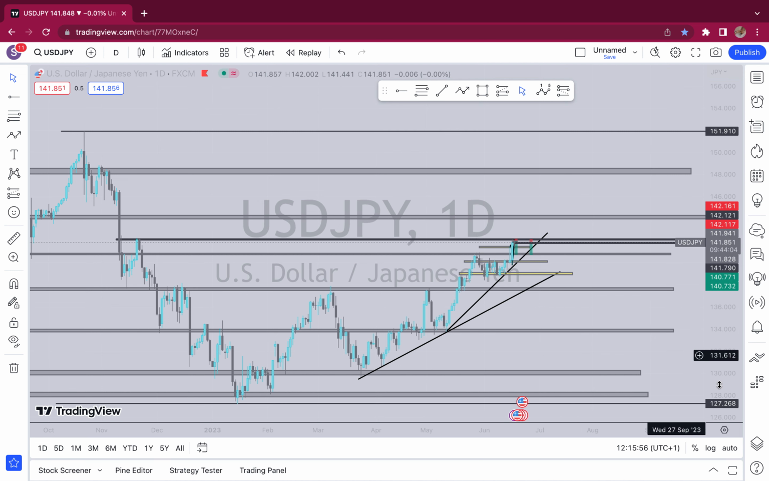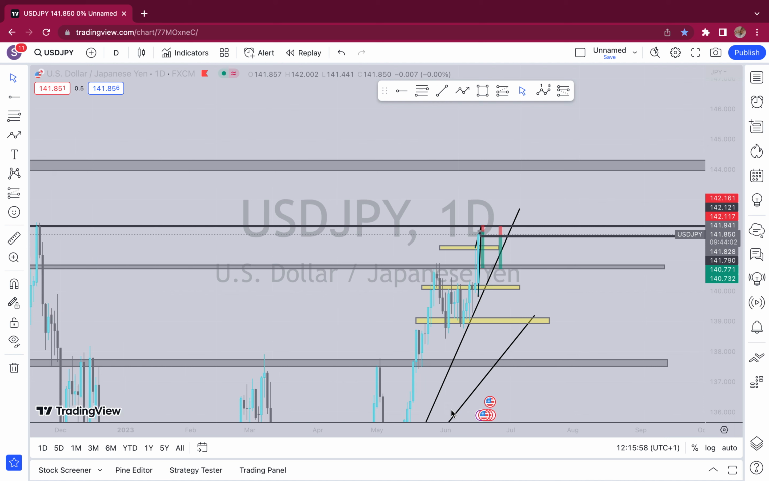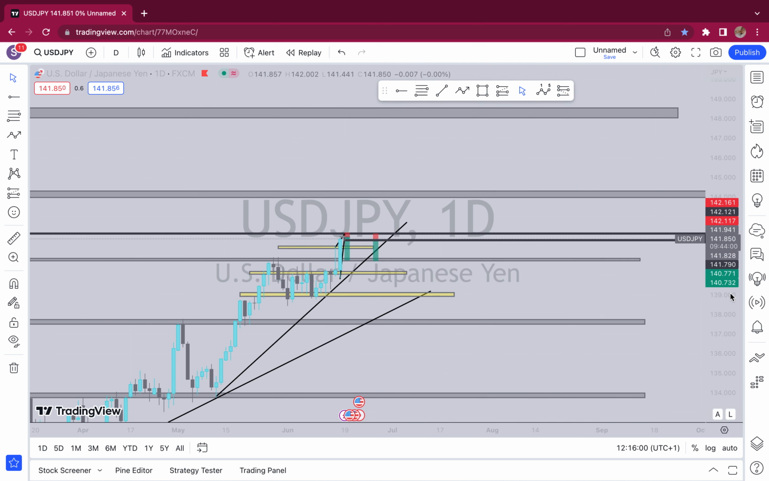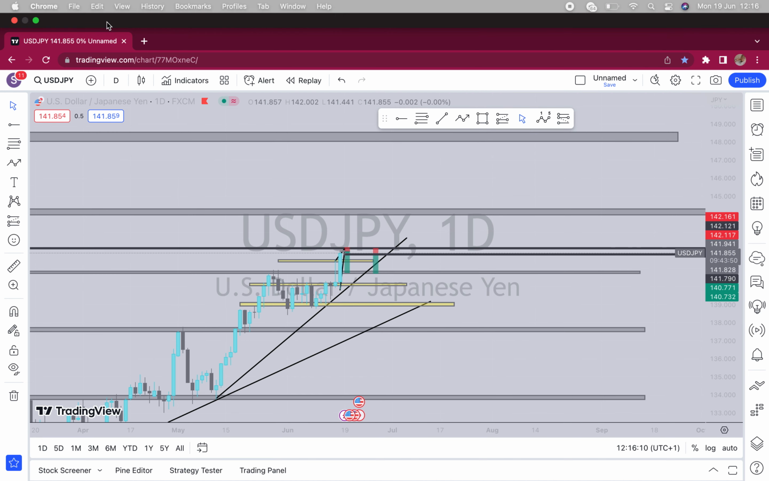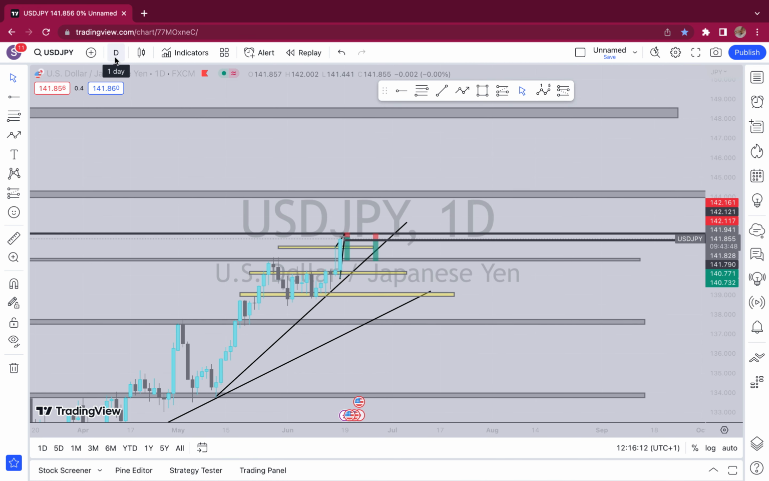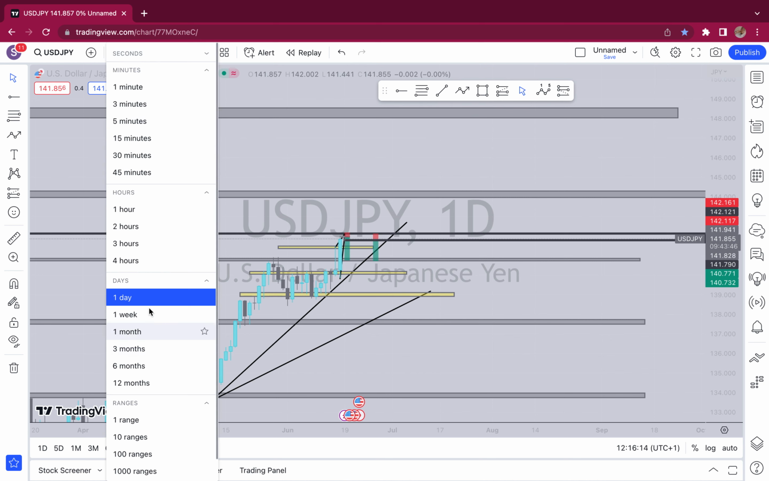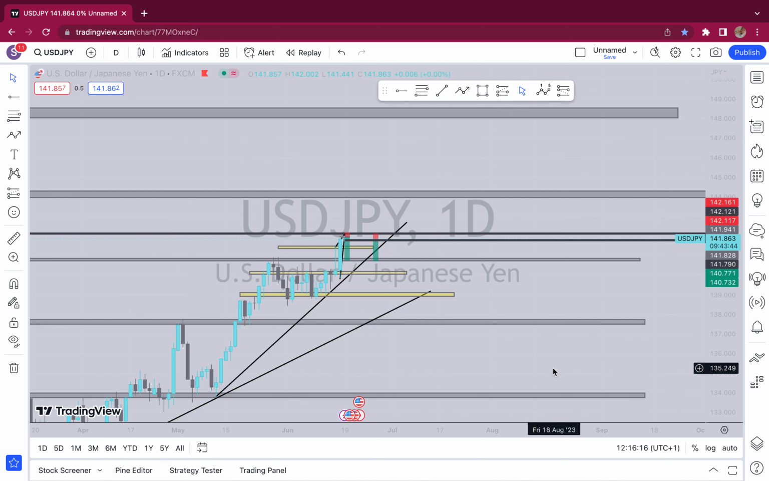Just make it simple, because trading is 80% psychology, 80% waiting. The waiting is how you manage your psychology, and then 10% buying and 10% selling. Now from the daily, I spotted the zone.